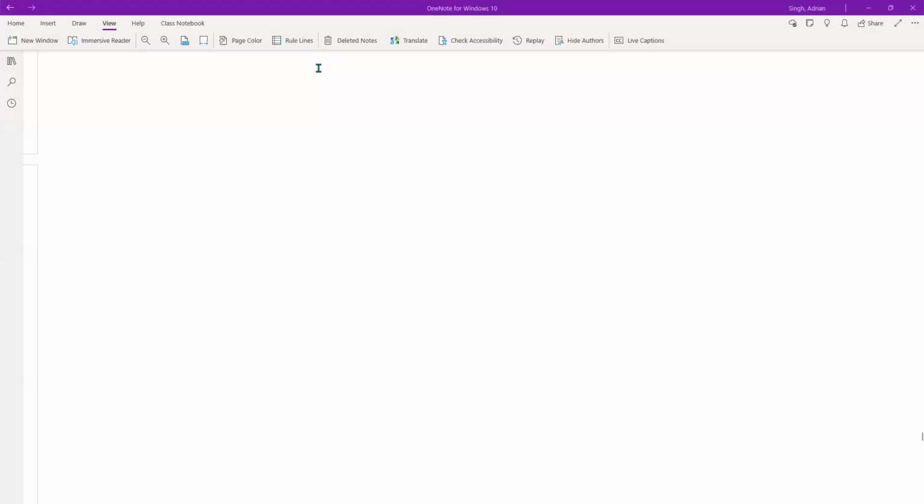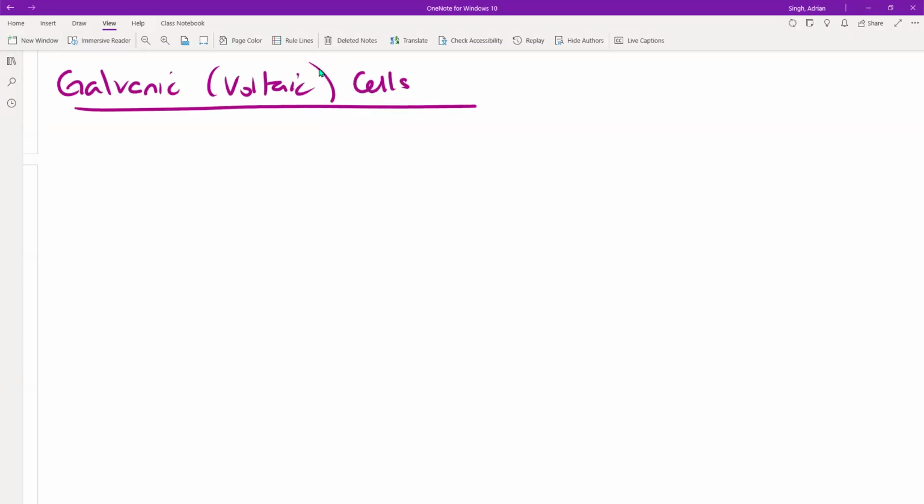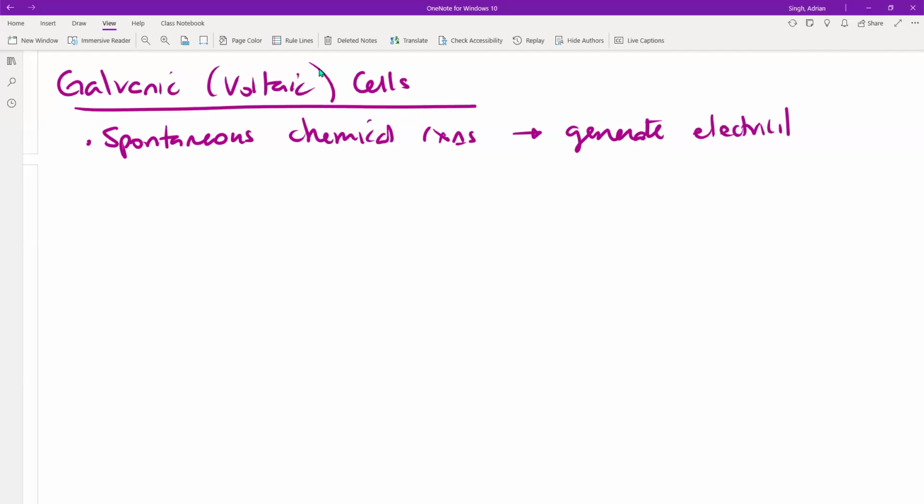All right, so far we've taken a look in some detail at galvanic, or sometimes they call it voltaic cells. And we've seen that what this takes advantage of is using spontaneous chemical reactions in order to generate electricity, an electric potential.